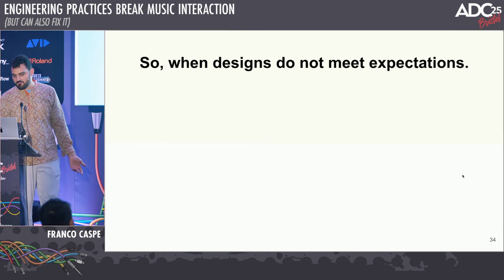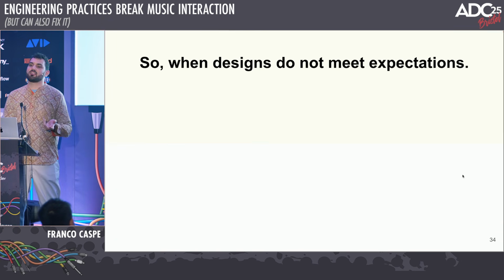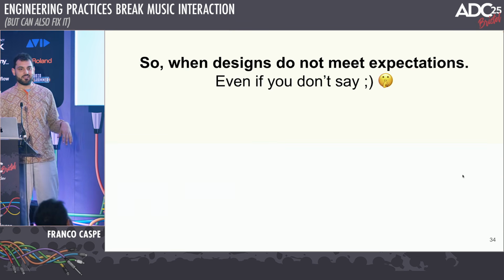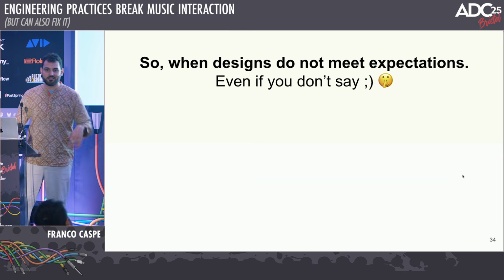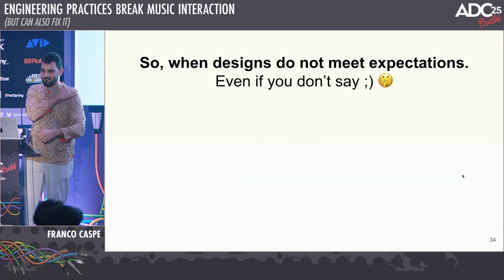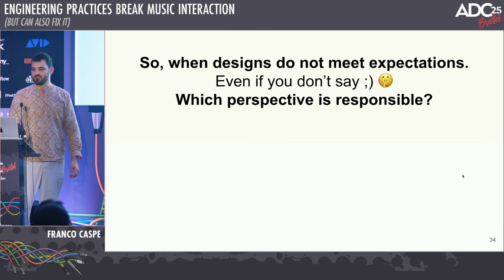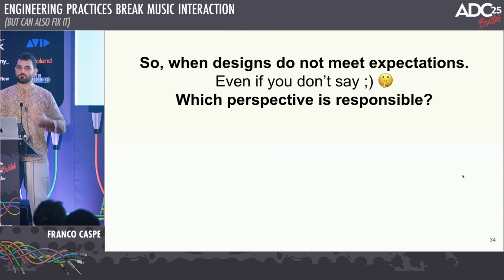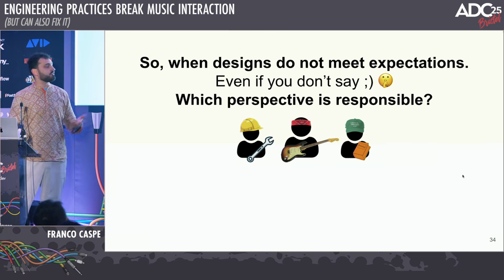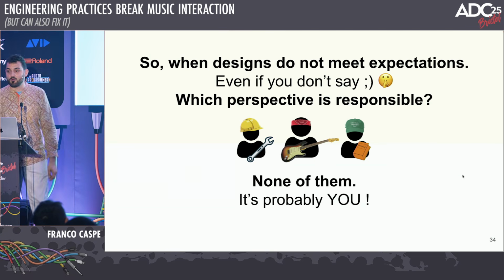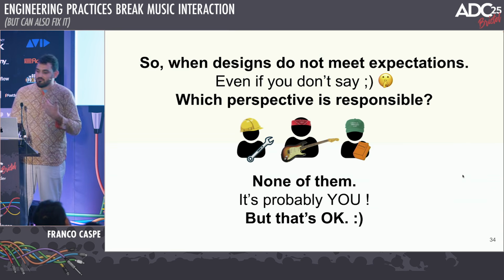Because all in all, when designs do not meet expectations, you may not even say it, right? You can say, yeah, I tested a bunch of musicians and they gave it a scale, 7 out of 10. Great, pat myself on the back. So which perspective was responsible for this failure, or this break of expectations? Who are we going to blame? Well, none of them. It's probably you, it's probably me, right? But that's okay, because this is a learning process.